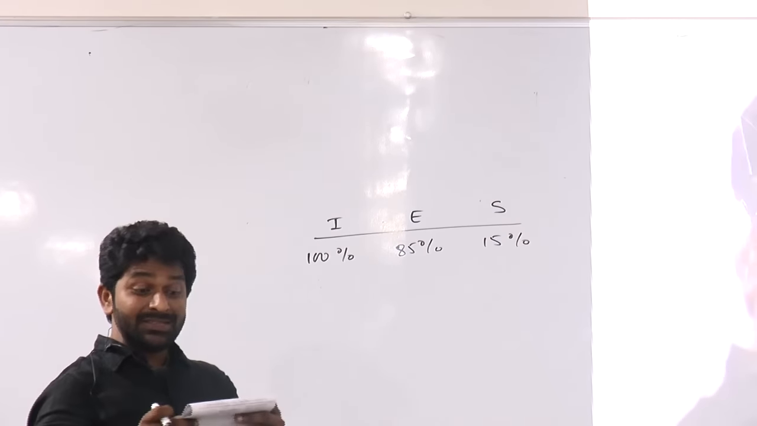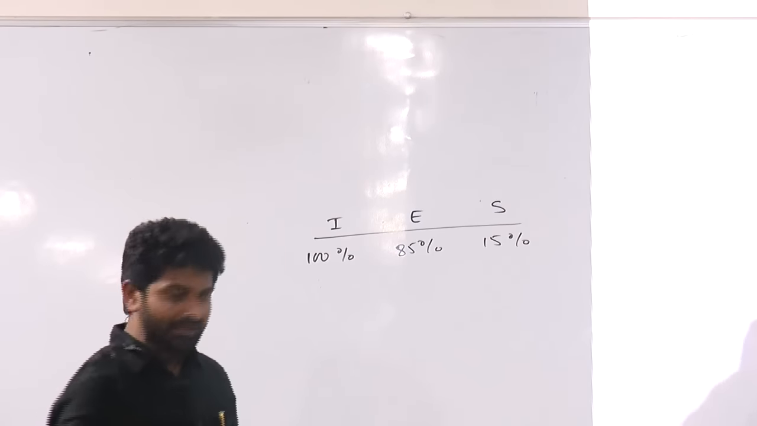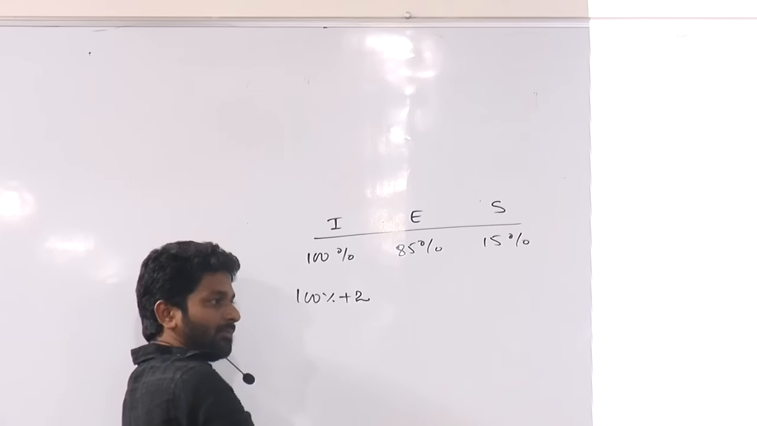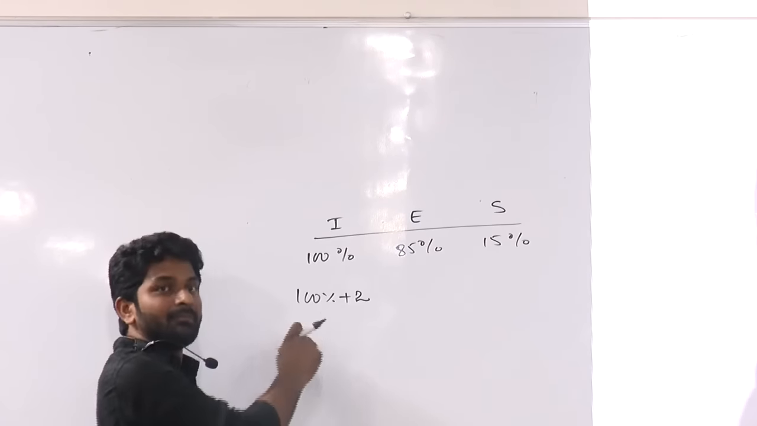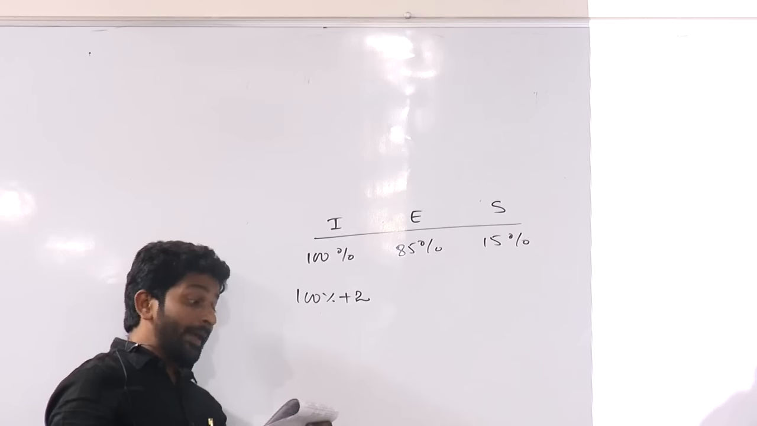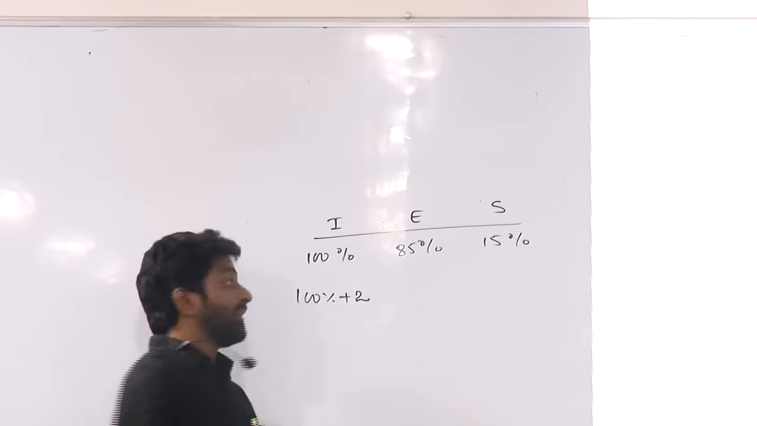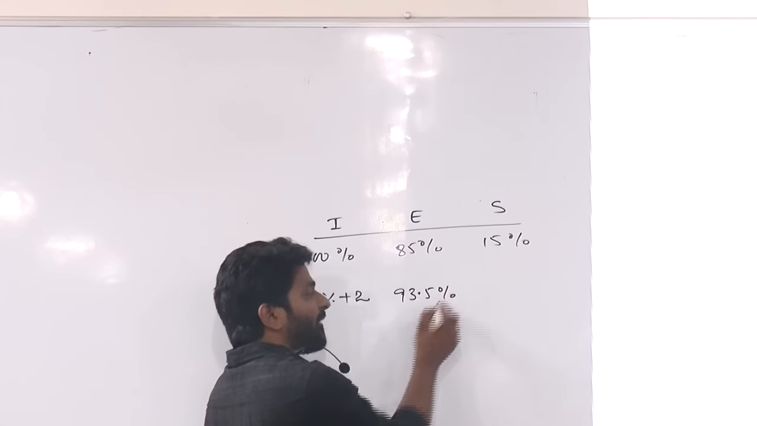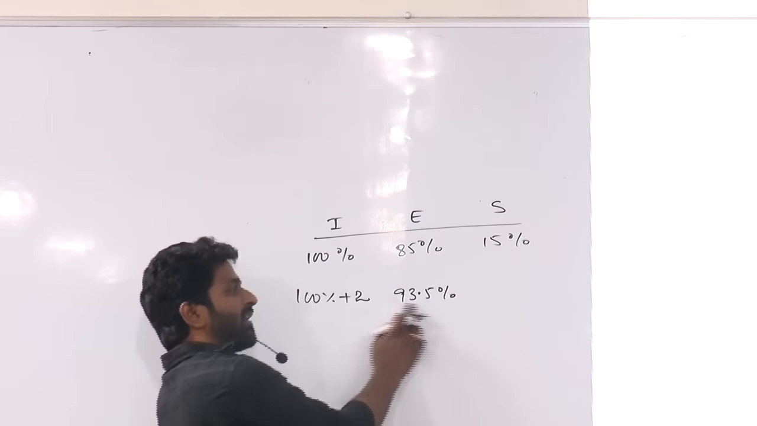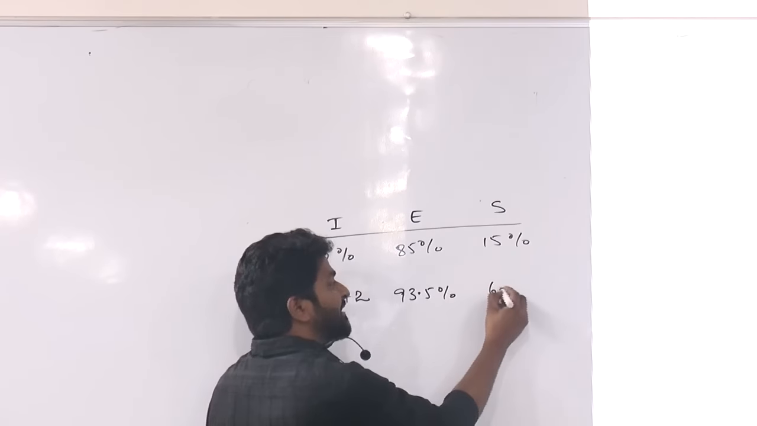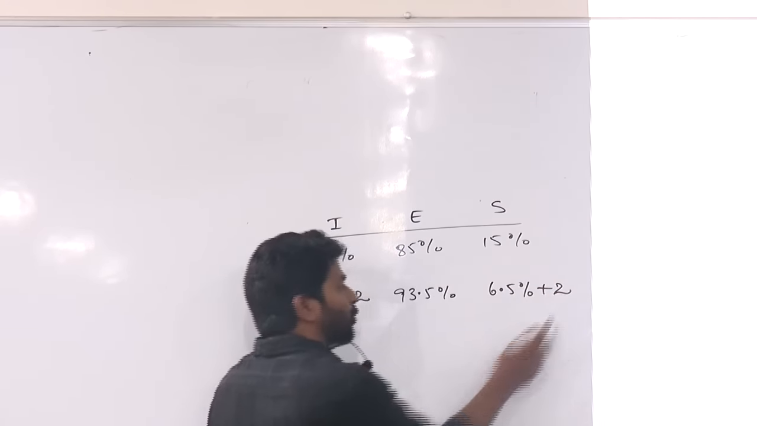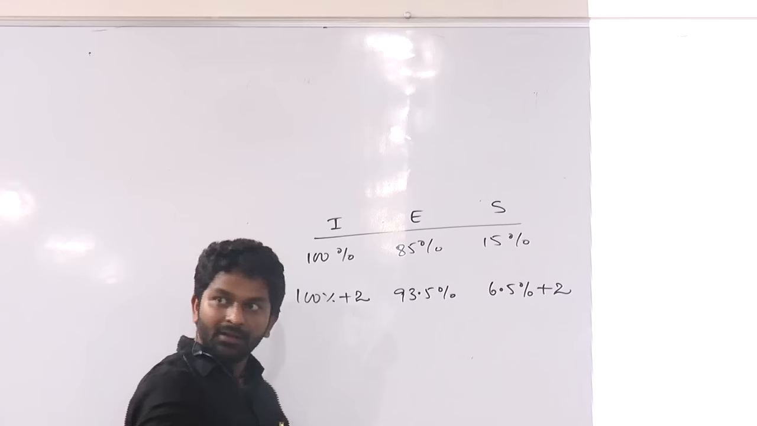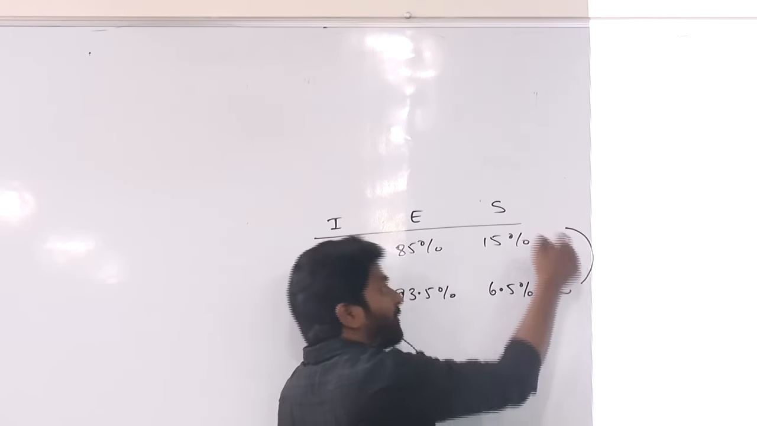If his wages were raised by 2 rupees per week, now it becomes 100% plus 2 rupees. Income increased by 2 rupees per week. Expenditure increased by 10%. 10% of 85 is 8.5 increased, right? So it becomes 93.5. Out of 100% plus 2 rupees, 93.5% is already over. Remaining is 6.5% plus 2 rupees, because when you add expenditure and savings, you must get income.